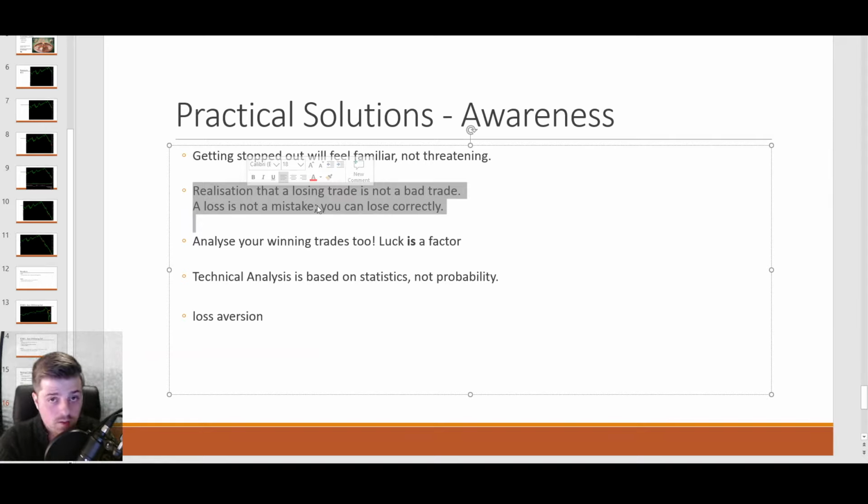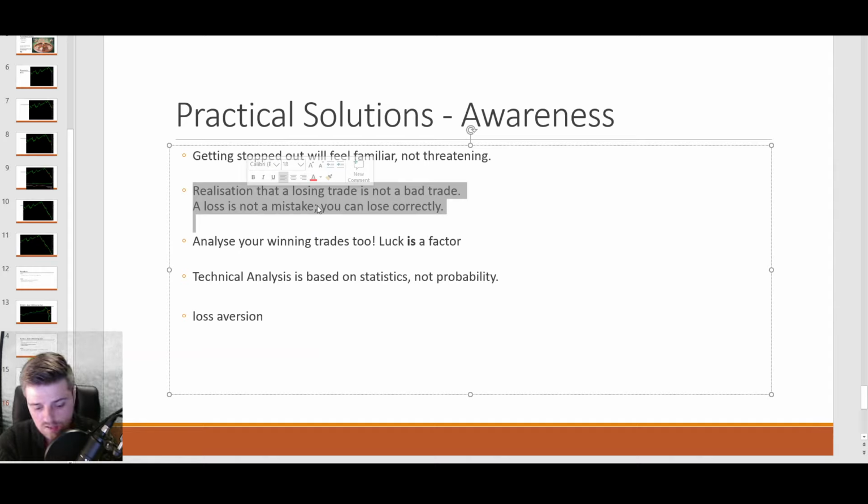If you made profit on a low probability or low statistical chance, then you got lucky. And that's a bad trade. I mean, don't get me wrong, it's better than losing money, but it's not a correct way to trade. In the long term, you'll lose out. Now, technical analysis is based on statistics, not probability. So once you're aware of this, you'll have a better state of mind in terms of taking losses.